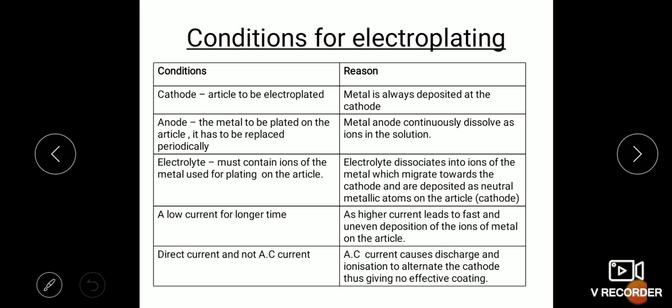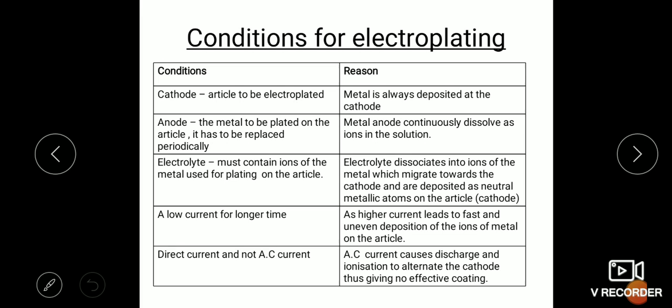Now, what are the various conditions for electroplating? So here we'll be discussing the condition along with the reason for that condition being maintained. The first one is cathode is used for the articles to be electroplated. Reason is metals are always deposited at the cathode. Now cathode, please remember, it is the negative terminal of the battery. And cations are positive, that is metallic ions.